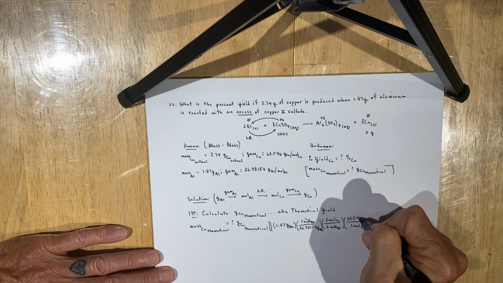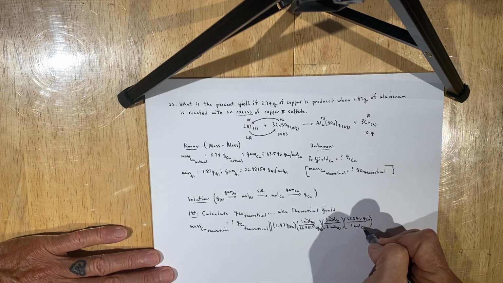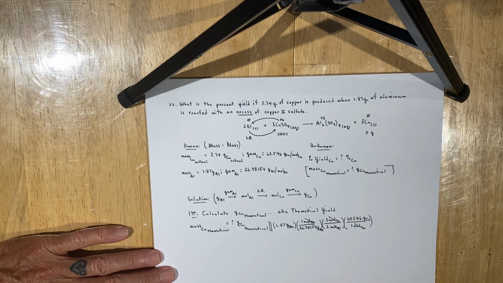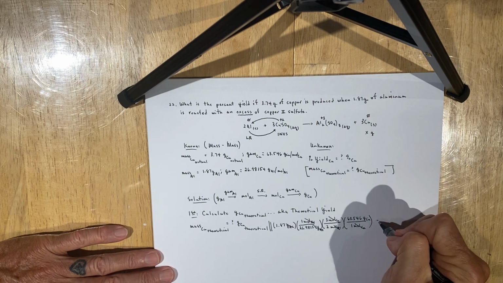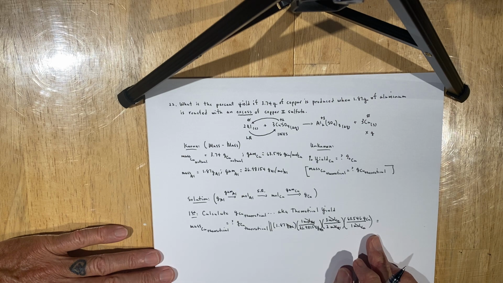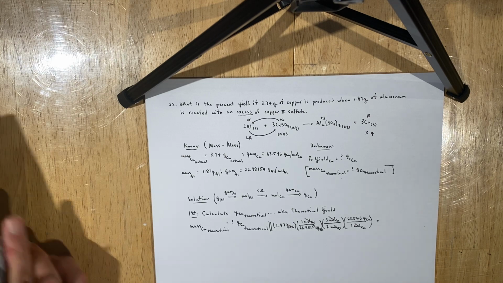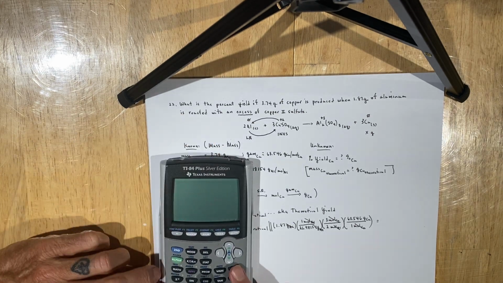So we're going to put 63.546 grams of copper in the numerator, and moles of copper are going to cancel. So that being said, we need to multiply the product of the numerators and divide that by the product of the denominators. So let's go ahead and take a look at that.